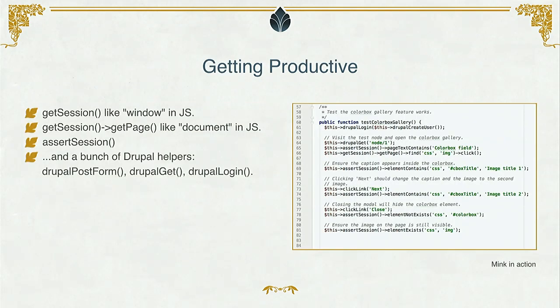To get productive with this kind of test, there's a couple things you want to know. There's methods on this class that you're going to want to call to do different things. And the first one is getSession. And this behaves a little bit like window does in JavaScript. So it's for kind of controlling the meta of the page, doing things like forwards, back, change URL, that kind of thing. Inside that object, there's another method called getPage, and this is a bit like document in JavaScript. You can interact with the DOM, basically. So that might be doing things like filling in form fields, finding elements, any kind of manipulation of the page that you might want to do inside a test, you'd use getSession, getPage.